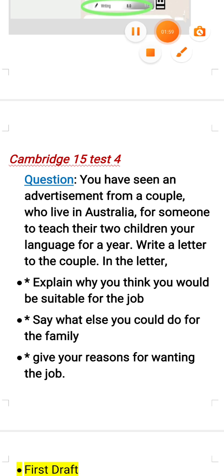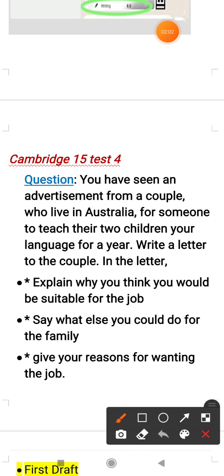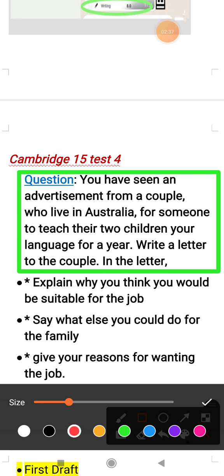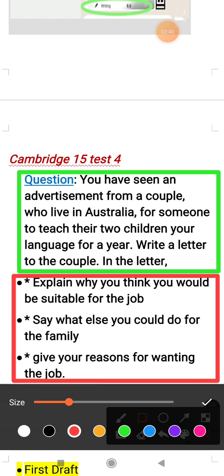When you see a question, the first thing to do is to identify the type of letter in this particular question, because it is asking you to apply for a job. It tells you automatically that it is a formal letter. Your introduction will be coined from the background facts given in the question. The area in green box is the background fact, and of course the bullet points come afterwards.